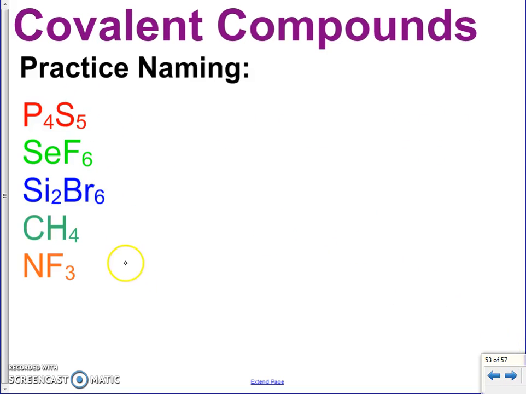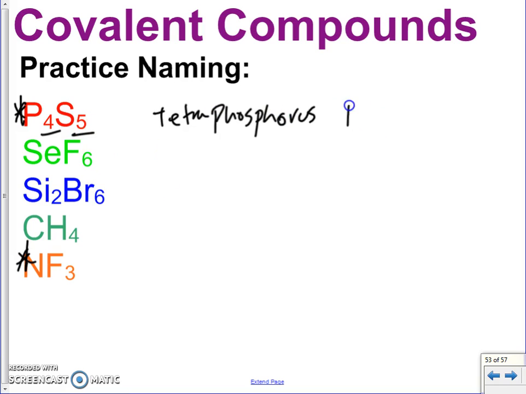Okay, so let's check out these guys. We have P4S5, and we're going to do this guy, and let's do that guy. And then you can practice the other ones on your own as needed. So because there is a subscript here, we're going to name this tetra. And then this is, of course, just phosphorus. Okay, and then 5 is penta, and then S is sulfur, which we're going to change to sulfide. Okay, so tetraphosphorus pentasulfide is the name of that guy, which, yes, is a mouthful, but that's the best way we name it.